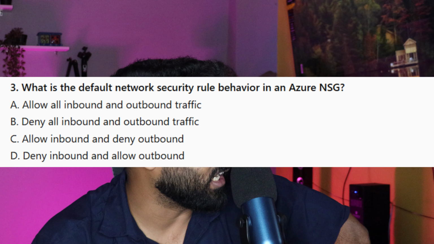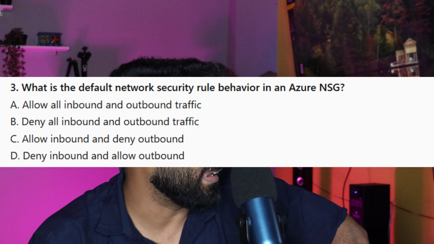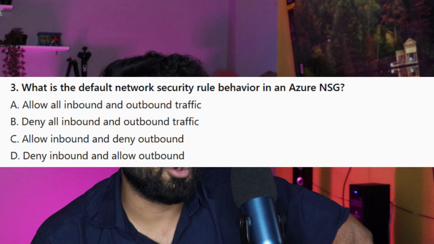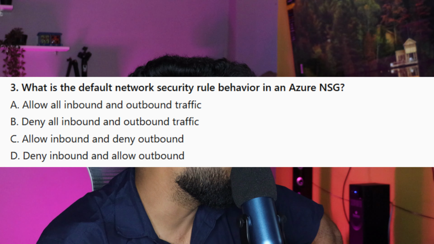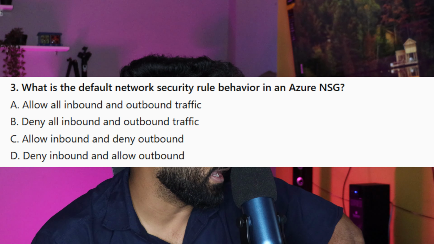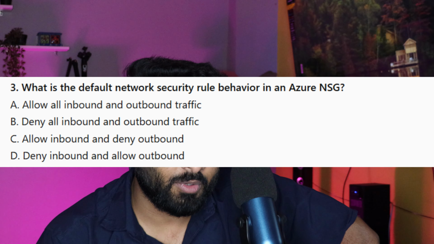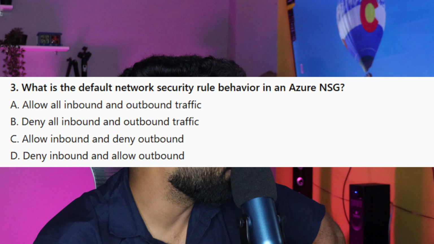What is the default network security rule behavior in an Azure NSG? Azure NSG means network security group. I hope we all know that. You can use an NSG with your virtual machine or with your subnet. Let's go for the options now. Option A, allow all inbound and outbound traffic. That should not be possible. Option B, deny all inbound and outbound traffic. It's the opposite of option A, so that is not possible either.